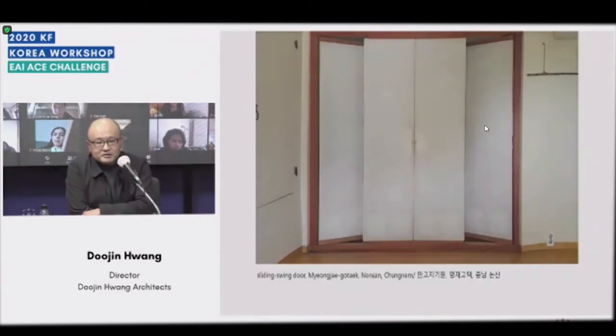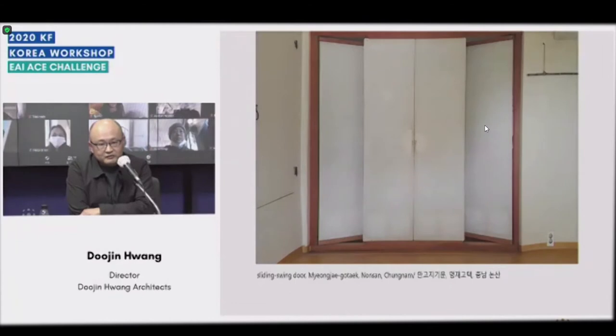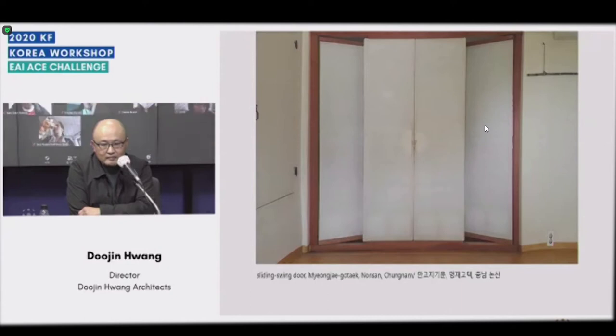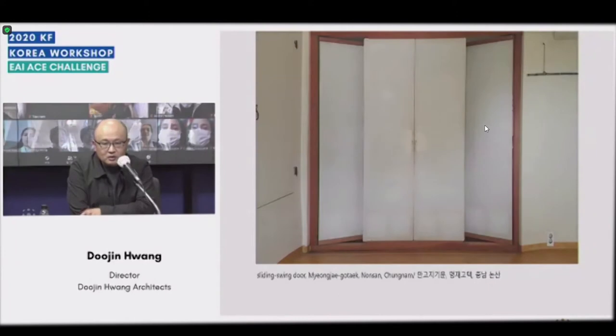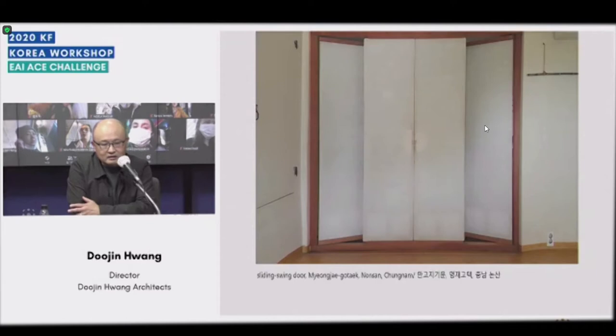Back in traditional times, our ancestors, the old Koreans, really went very far. And they designed a very elaborate system of doors and windows. You see one of the examples here. This is a combination of sliding doors and swing doors. I took this picture at a very famous traditional residence called 명재고택, which is in Nonsan in Chungcheongnam-do. We call this 안고지기문 in Korean, but probably in English, the best way to put it is sliding and swing door.